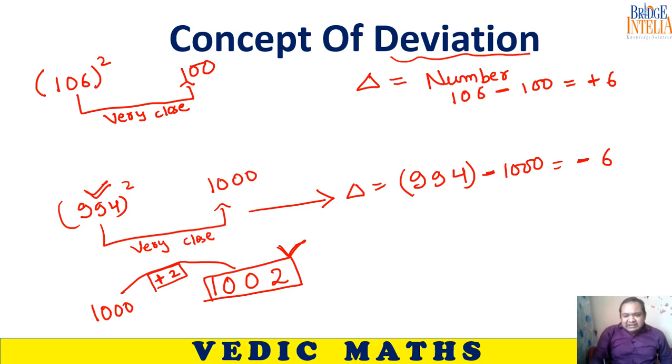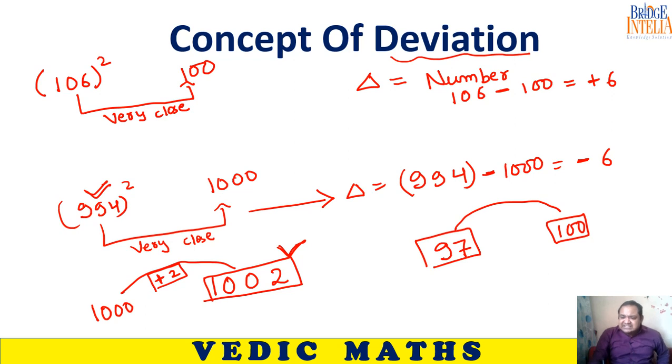If I say what is the deviation of 97? So you must answer that 97 is very close to 100. But 97 is less than 100. So deviation will be negative, minus 3. 97 is less than 100. How much less? 3 less. Therefore, here the deviation will be negative 3. In case of 1002, it was more than the base. Therefore, the deviation was positive 2. So this is the concept of deviation.